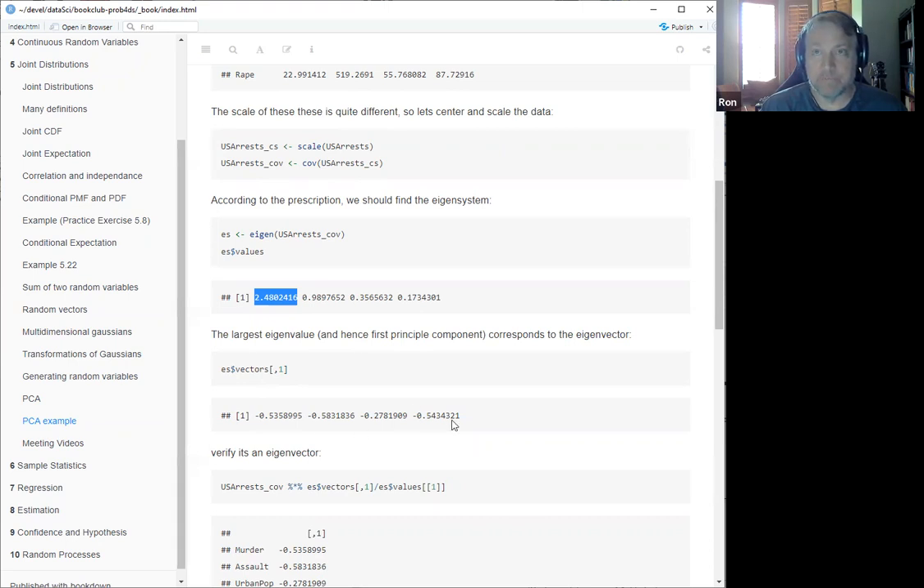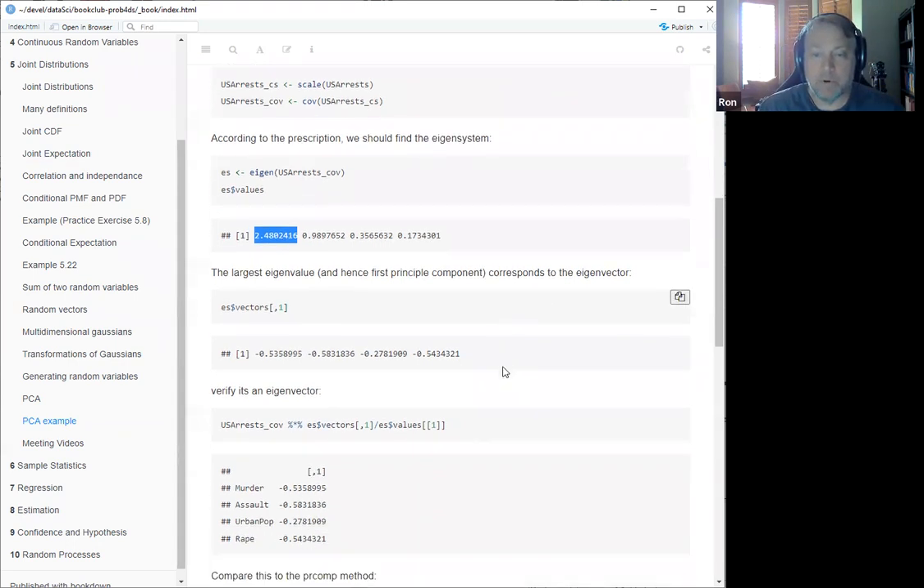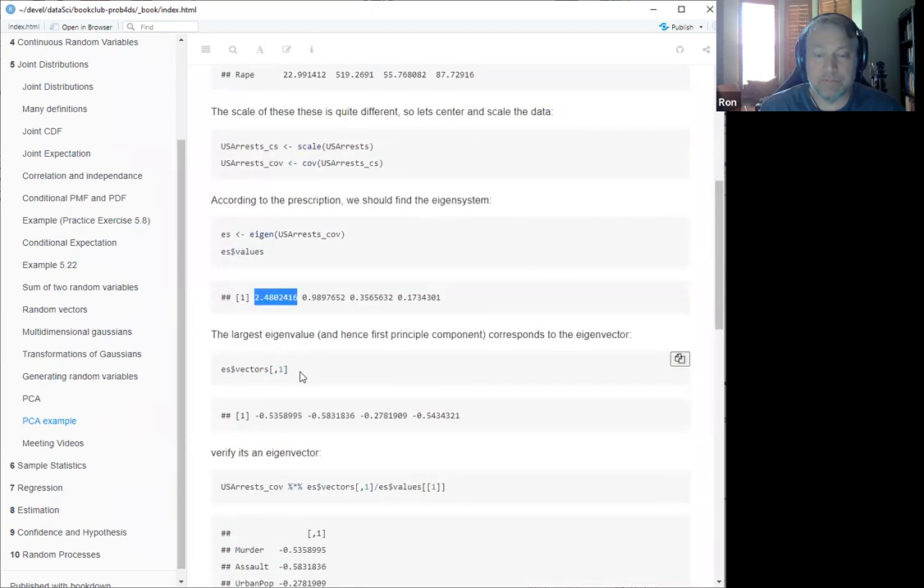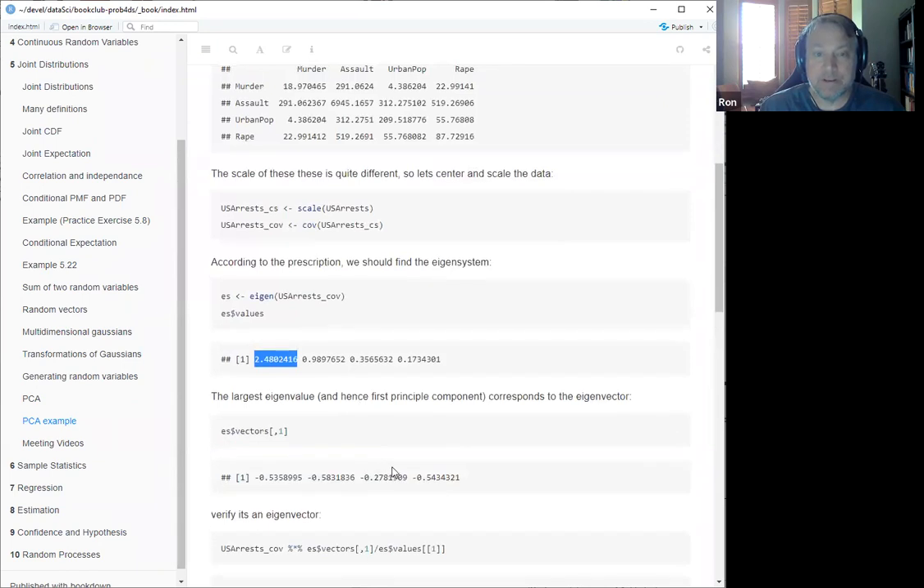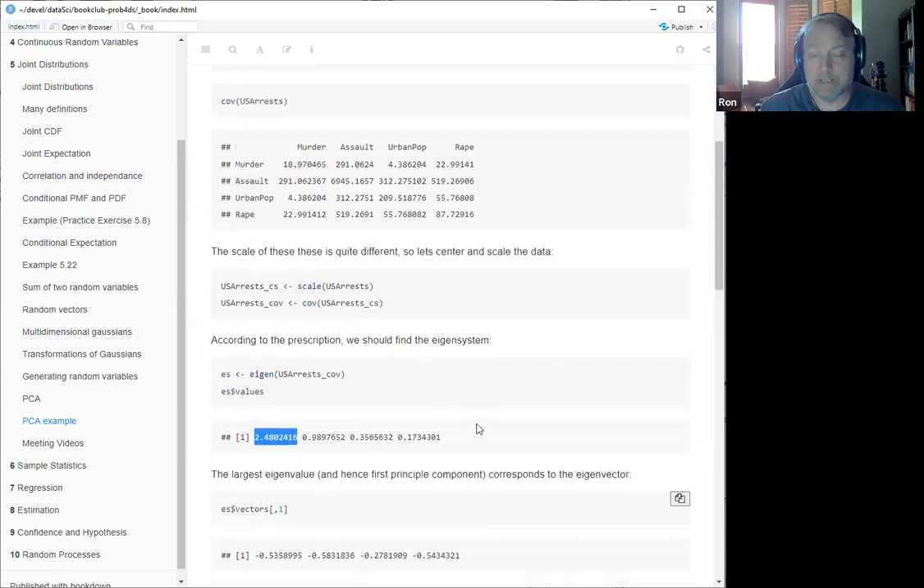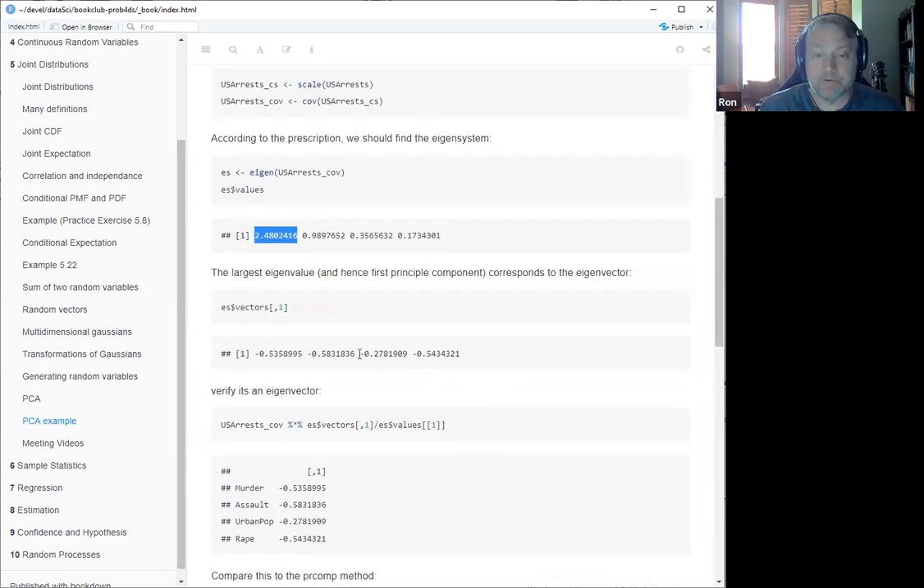That's what they call the loading factors for the first principal component. There's not much you can say about it. It's got a little bit of murder, a little bit of assault, influenced by urban population and by rape, almost all equal, except the urban population seems to be a little less on that one, for whatever reason, in that first principal component.